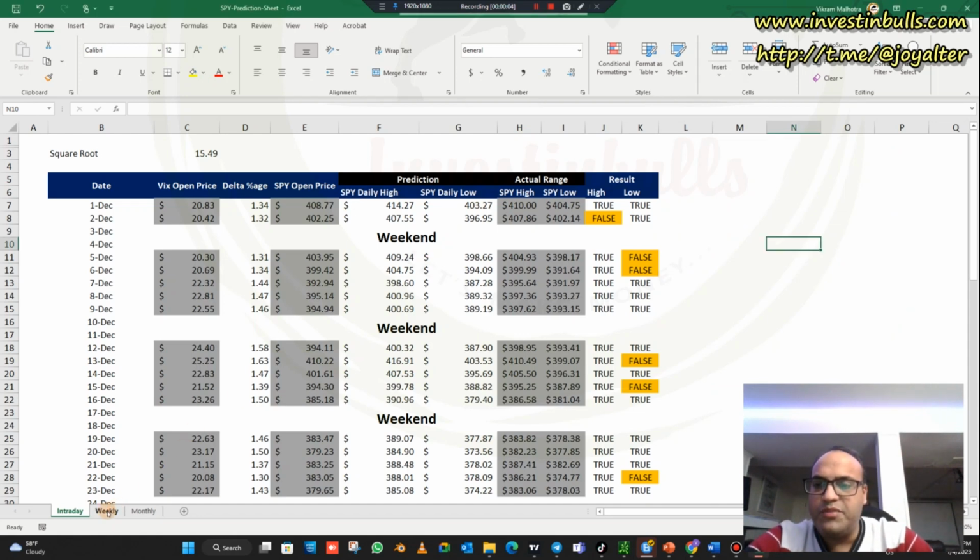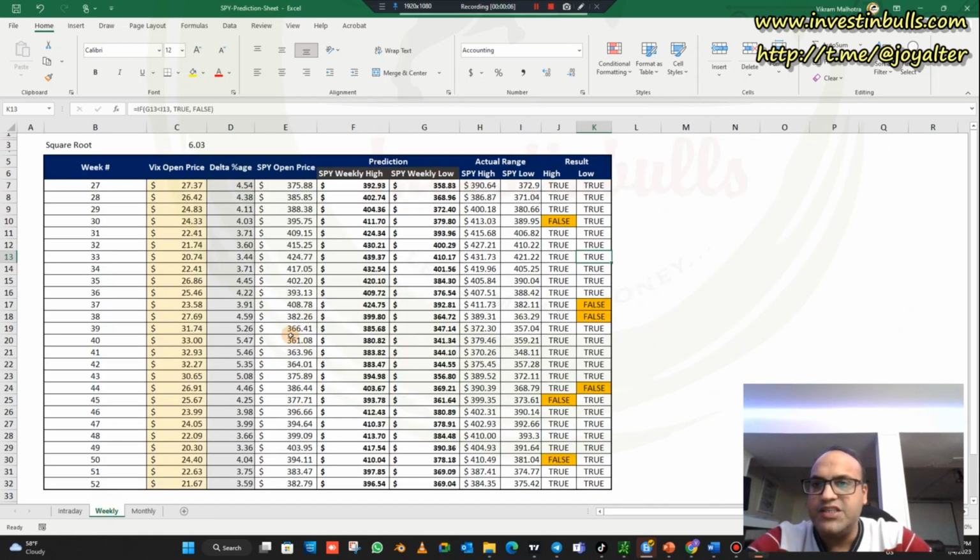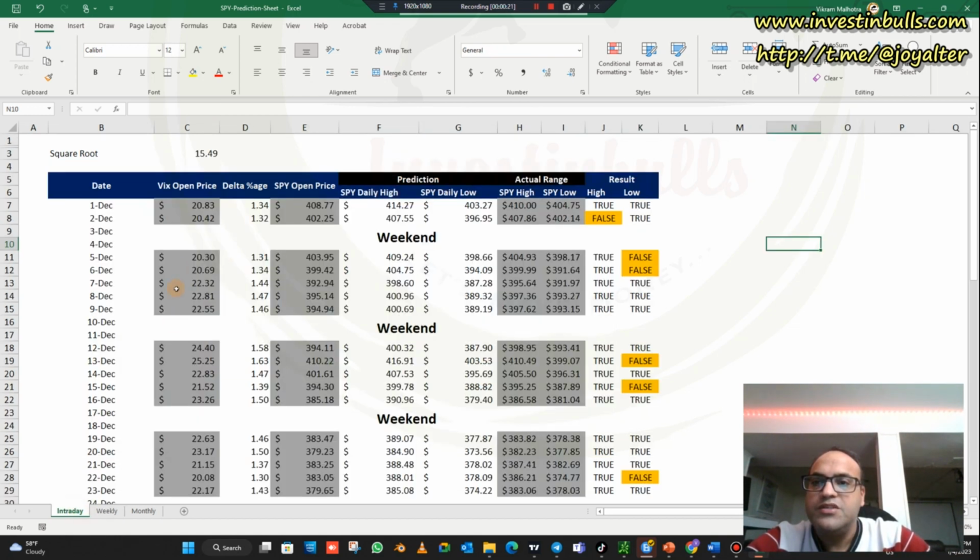Last week, if you remember, we shared a strategy where you can predict the SPY weekly range by using the square root and VIX. And as we agreed last week, this week I'm going to share the strategy where you can predict SPY prices on an intraday basis. So let's take the example. This is the sheet and the backtesting which I did for SPY on intraday.